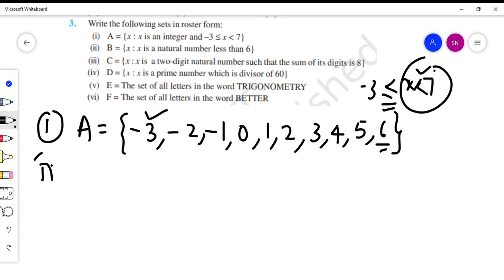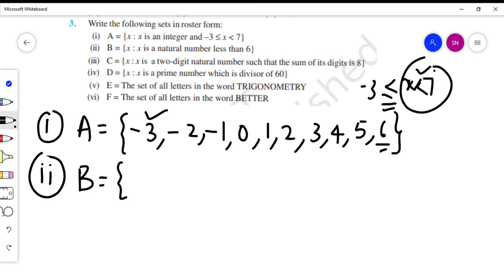Second one, here we have x such that x is a natural number less than 6. So we have the second set which is already given to us in set builder form. I will write it in tabular form or Roster form. Here the value of x is a natural number. Everybody knows what a natural number is. It is all countable numbers starting from 1.